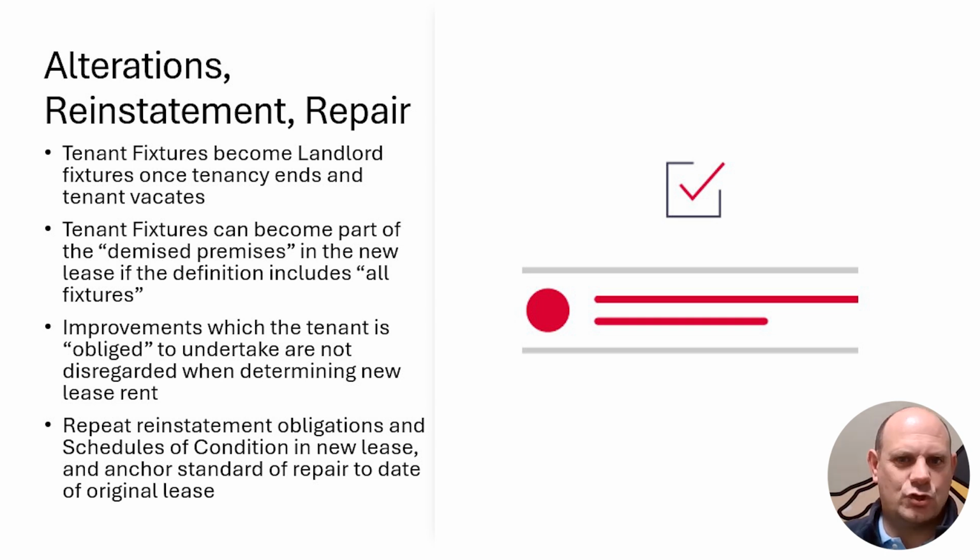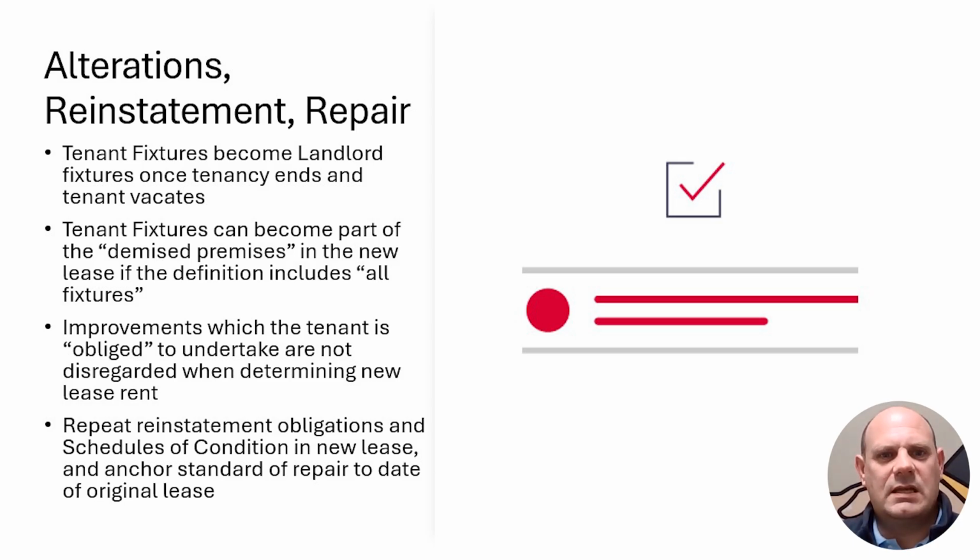The solution is to address this head-on in the renewal negotiation. Review all licenses for alterations granted during the previous term and decide which reinstatement obligations should continue, and document that in the new lease. Finally, let's talk about repair standards, because this is the one that catches many out and is perhaps better understood by way of illustration again.